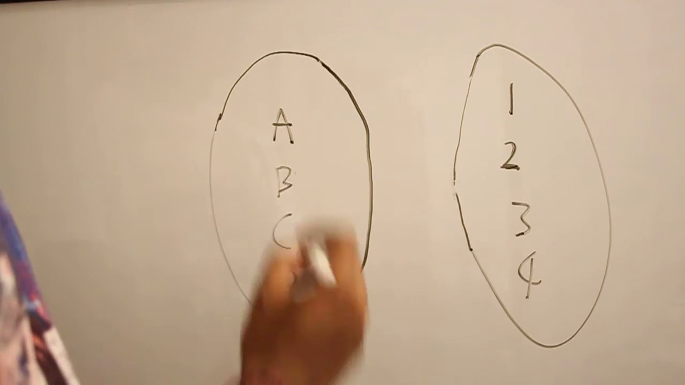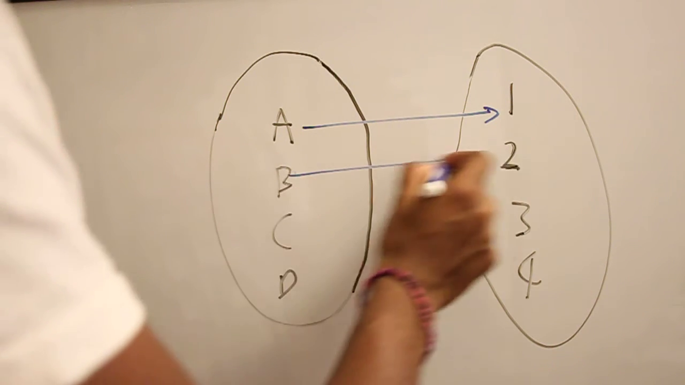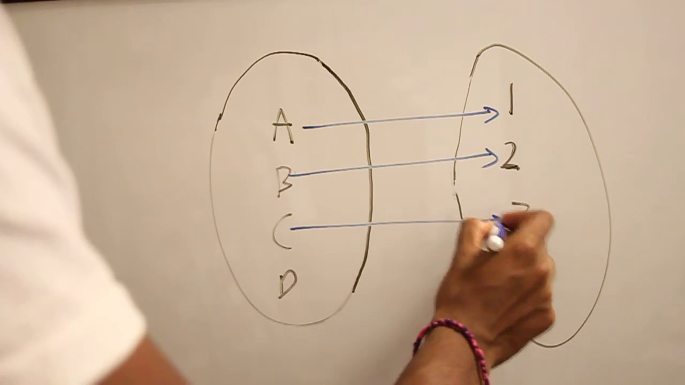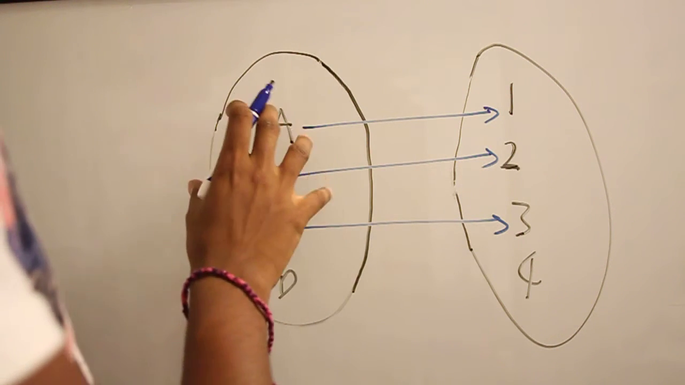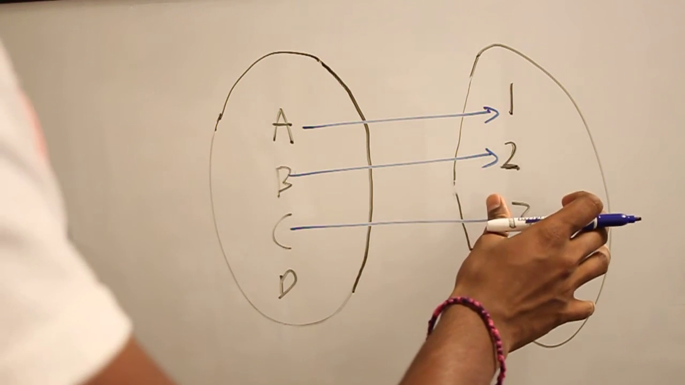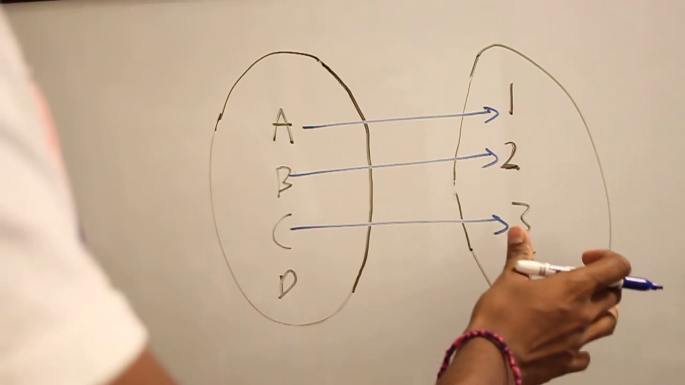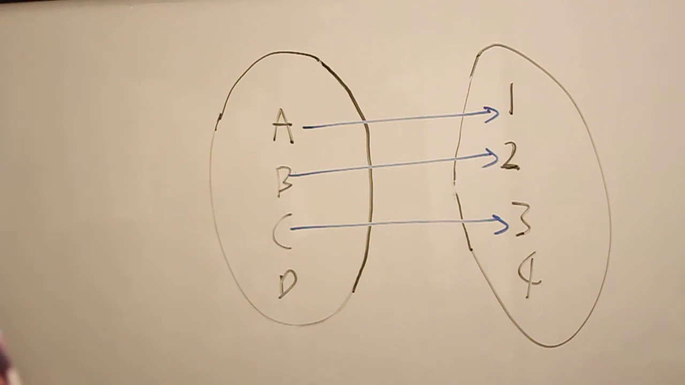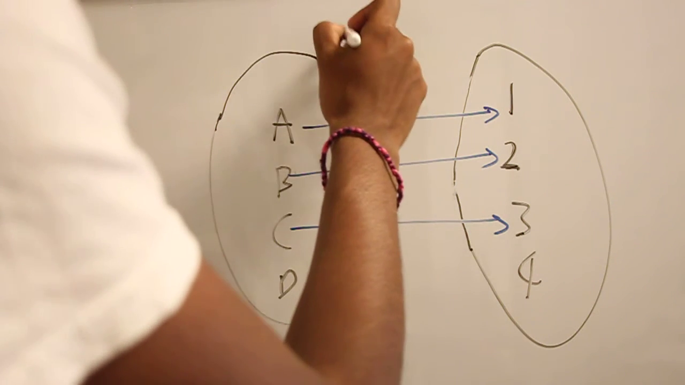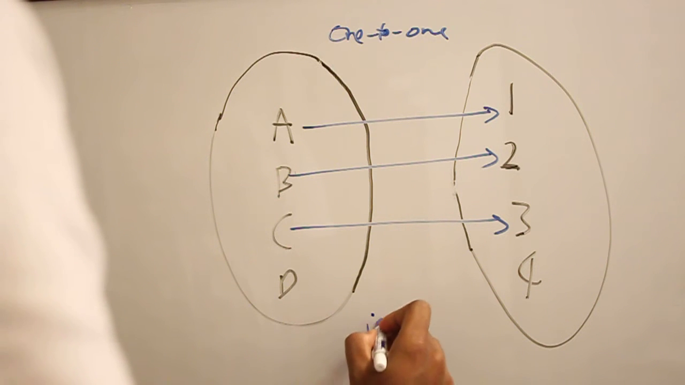Let's say this function maps A to 1, and it maps B to 2, and it maps C to 3. In this case, you'll notice that every element in the domain maps to exactly one element in the codomain, and every element in the codomain is mapped by exactly one element in the domain. So this is an example of a one-to-one function. A one-to-one function is what we call an injective function.